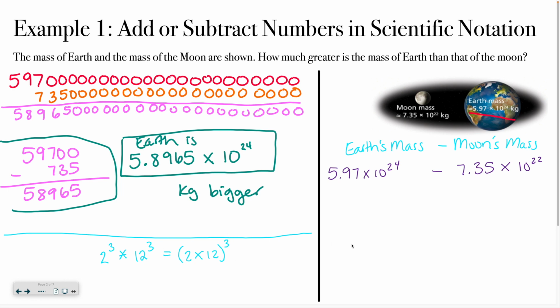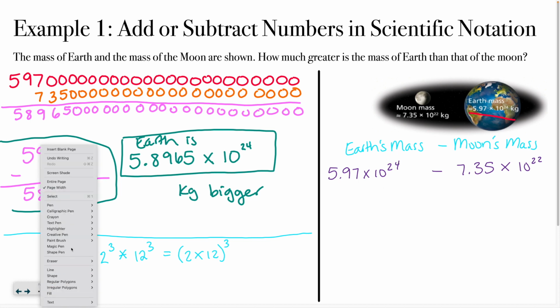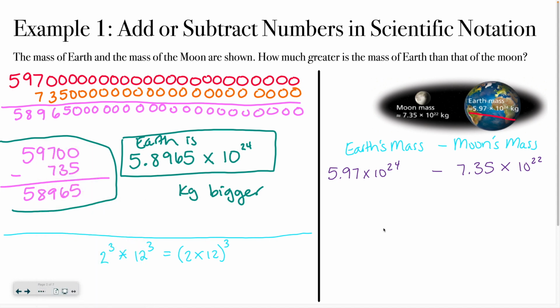Because our exponents were the same. Same thing goes for subtraction. If our exponents are the same, we can do that same process. So what I'm going to do is change that 24 to a 22 by moving the decimal. In order to get rid of 2 of those, I would have to move my decimal.